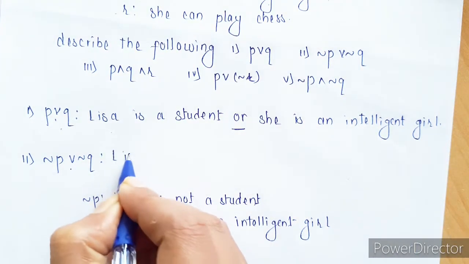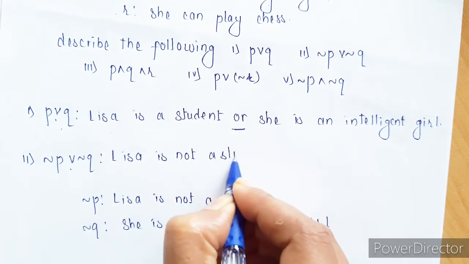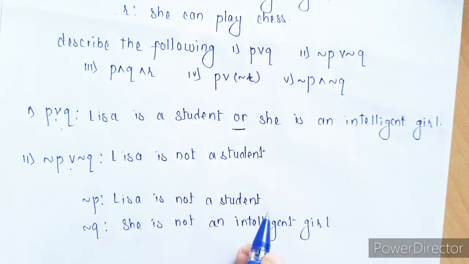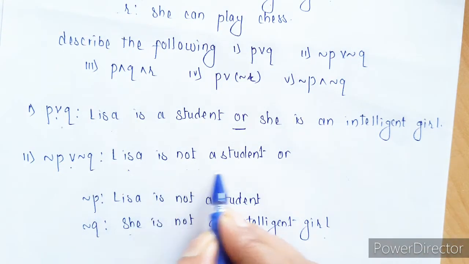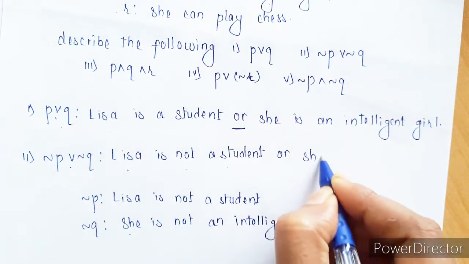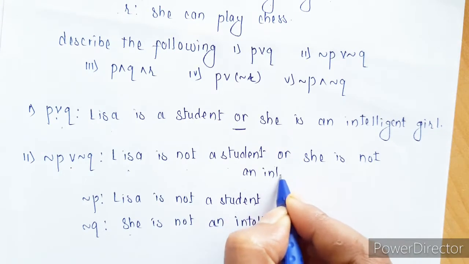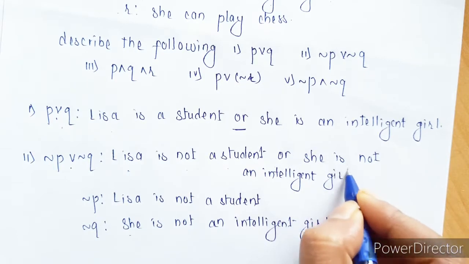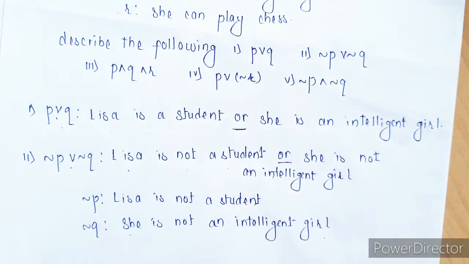I am writing this complete statement as it is, Lisa is not a student, and connecting it with connective or, and then writing the second statement. So it is Lisa is not a student or she is not an intelligent girl. Again we are connecting these two statements using connective or.